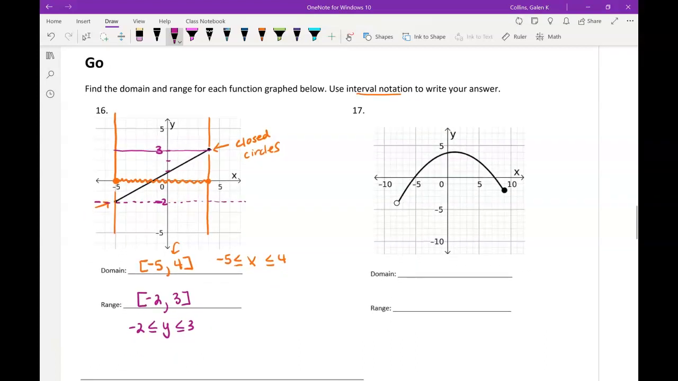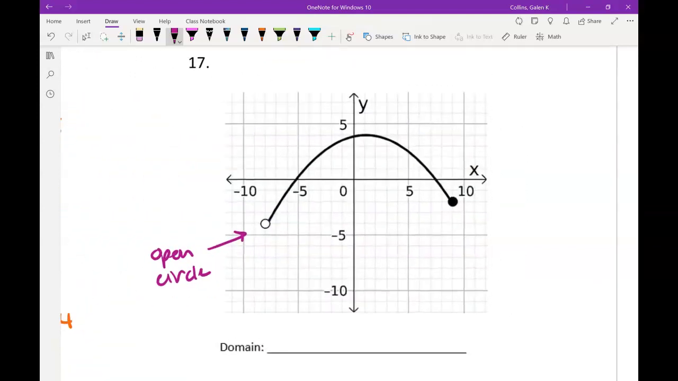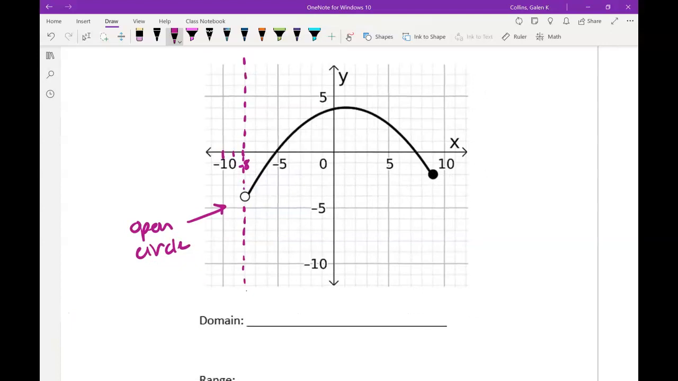All right, number 17, similar, but I notice here we have an open circle. So we need to be careful that we exclude that x value from the domain. I'm going to zoom in because I'm not wearing my glasses as I'm filming this. So if I look, my function begins just before, so like if this is -10, this would be -8. So my function begins at -8, but my domain does not include -8.